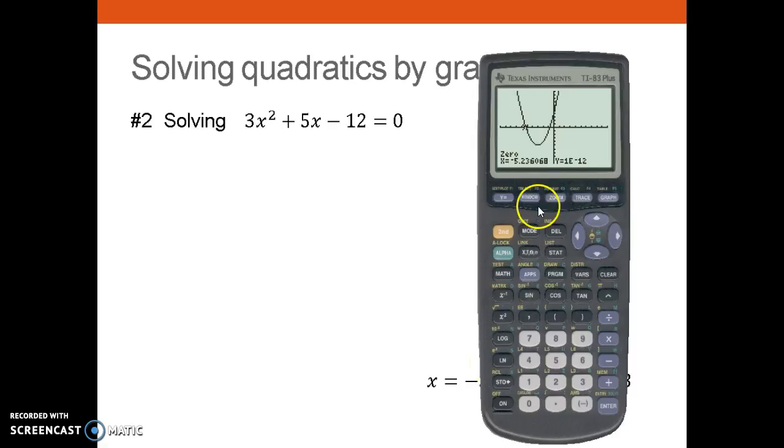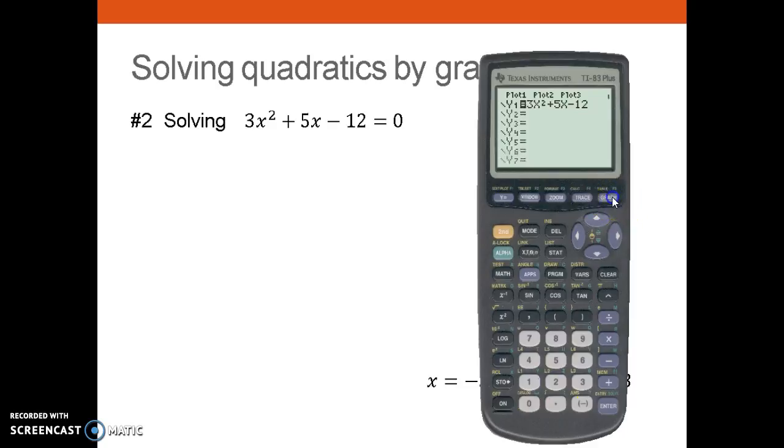Hopefully you've done that. And now what I'd like to do is go back to my calculator. I'm going to go clear this. And I'm going to type in this equation. It's y equals 3x squared plus 5x and then minus 12.